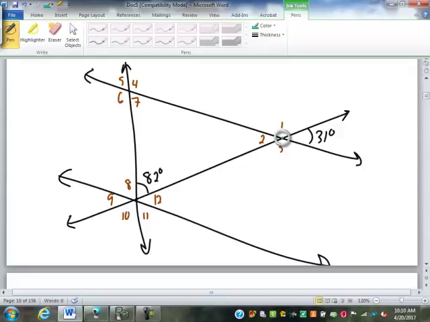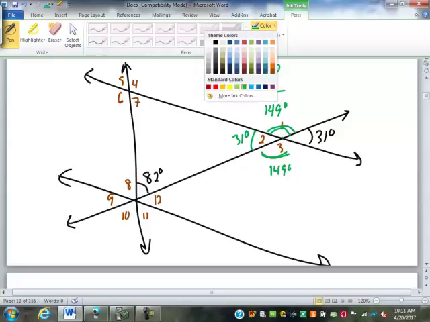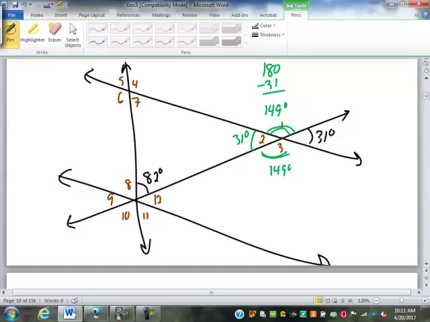Of course, up here, these will be easy to find. 1 is going to be what? Careful. 149, right? 180 minus 31. So then 2 has to be 31, and 3, 149. Now looking at those, are there any other angles on here that have to be either the 149 or the 31?